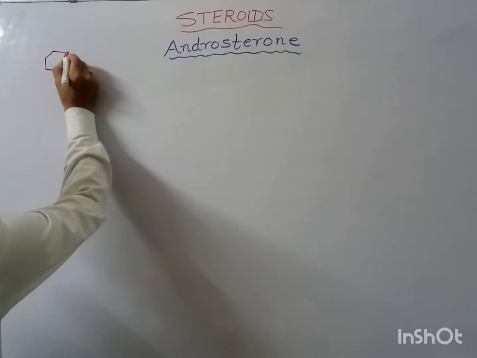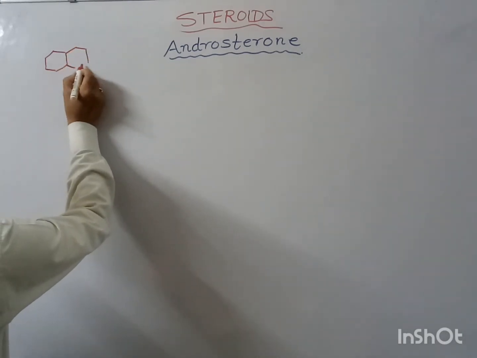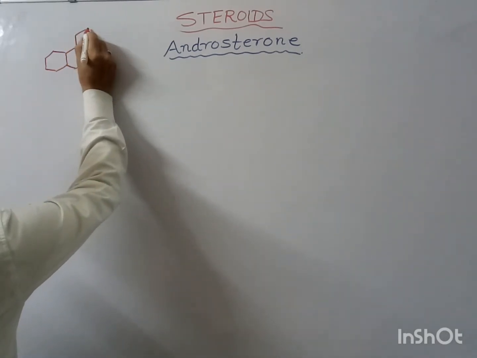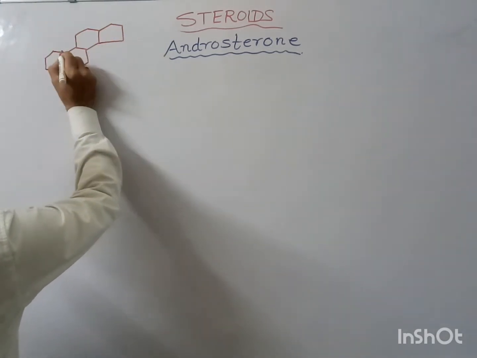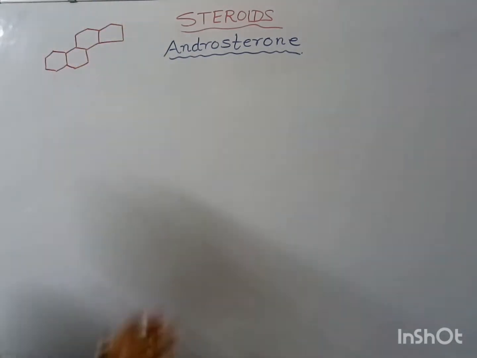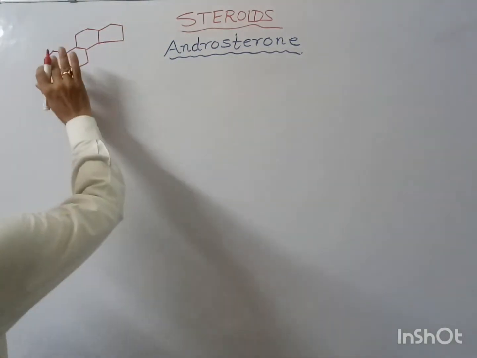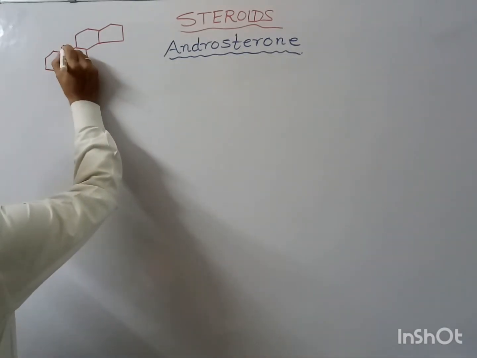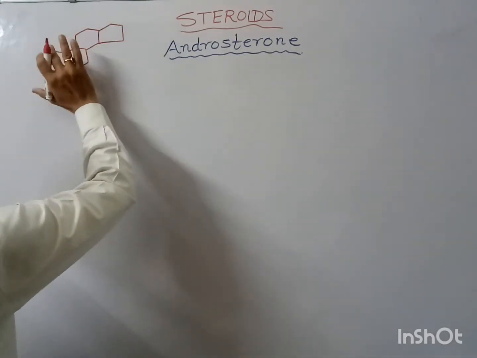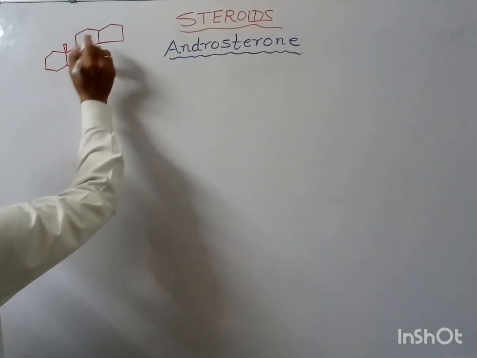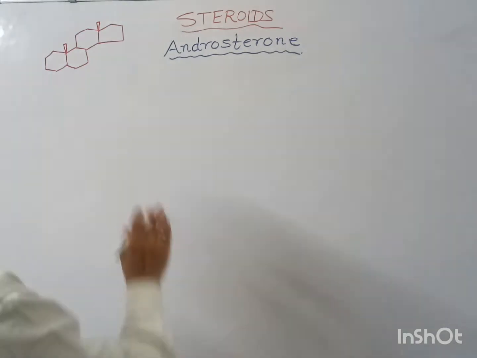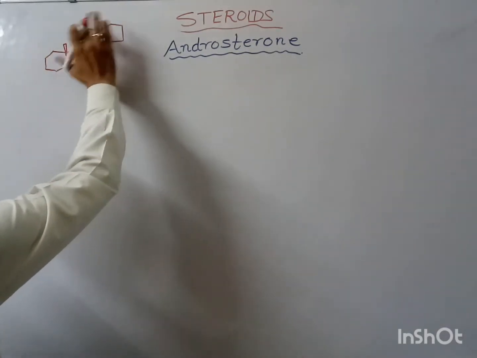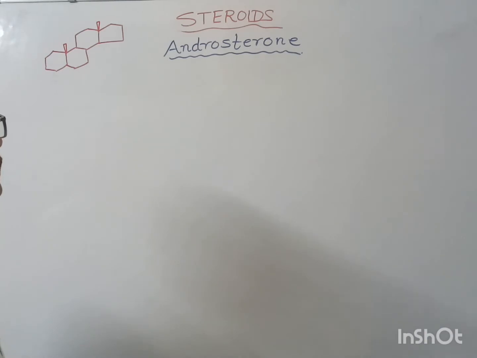So this androsterone contains the androstane nucleus. This is one of the basic steroidal rings, and in this basic steroidal ring, this is the C17 nucleus, and these two are the angular methyl groups. Adding these two angular methyl groups, we get the C19 nucleus.